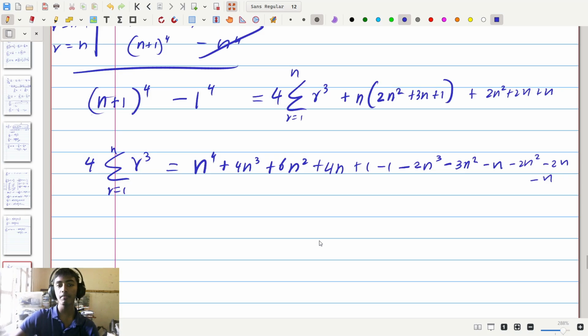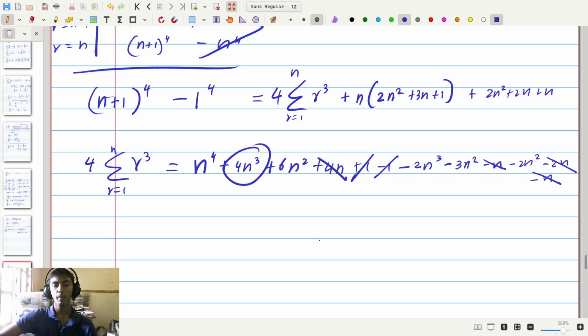Now, if we consider simplifying all of this, we can see we have a plus 1 and a minus 1 which can cancel. We have a minus 2n, a minus n, and a minus n here. So we have minus 4n in total, which can cancel for this plus 4n. We can also see we have a plus 4n cubed. Here we have a minus 2n cubed, which we can cancel out to just have a single plus 2n cubed. And we can see we have 6n squared, a minus 3n squared, and a minus 2n squared, which cancels to just give us a single plus n squared.